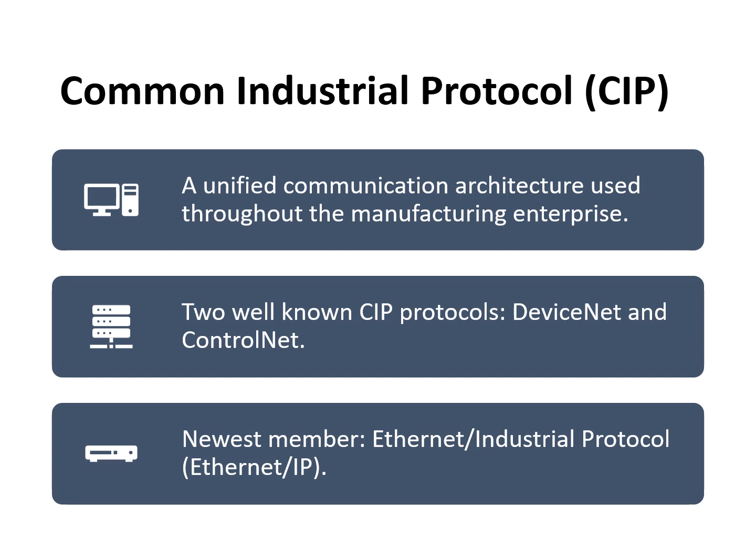Common Industrial Protocol, CIP, is a unified communication architecture used throughout the manufacturing enterprise. Two well-known network protocols developed by Rockwell Automation that are based on CIP are the DeviceNet and the ControlNet protocols. These two network protocols are now owned and maintained by Open DeviceNet Vendors Association, ODVA, and ControlNet International. These two organizations have worked together in developing the newest member of the CIP family, the Ethernet Industrial Protocol, Ethernet IP.